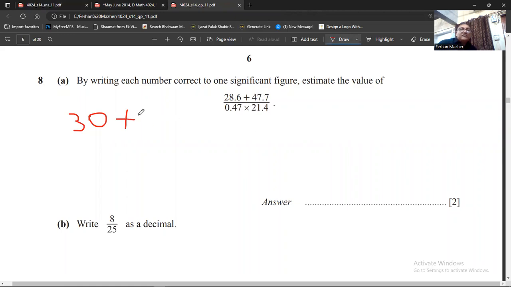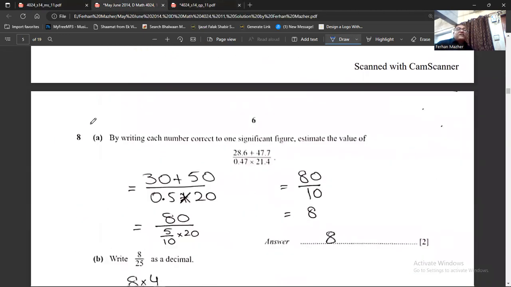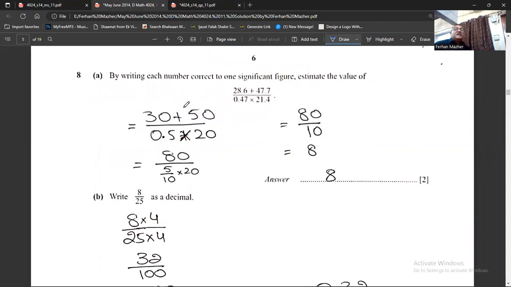Plus this will be, I think, 50, and here you will have 0.5, and this one will be multiplied, and this will be 20. Okay, so then you can do the calculation, very simple, straightforward. Here we have 30 plus 50, that will be 80. 0.5 multiplied by 20, that will be 10. So 80 divided by 10, that is 8. So 8 is the answer.